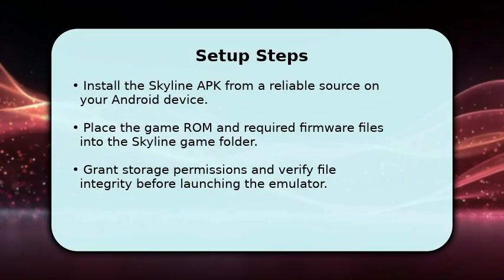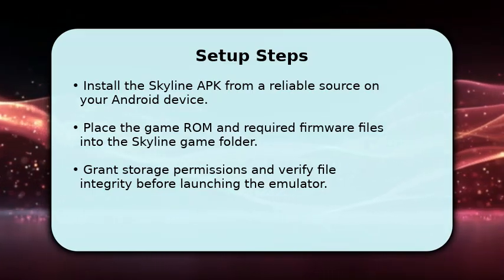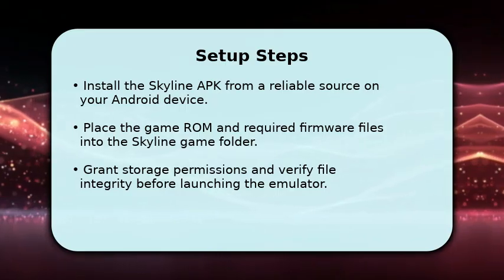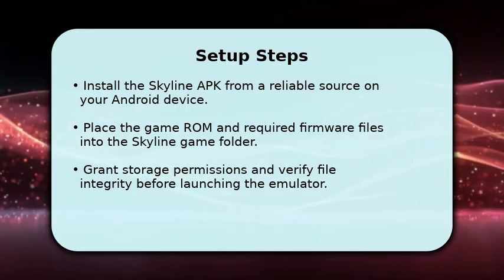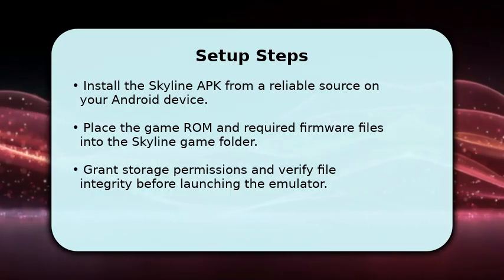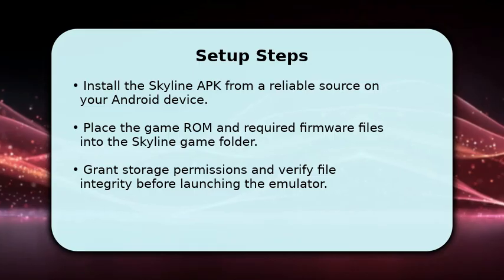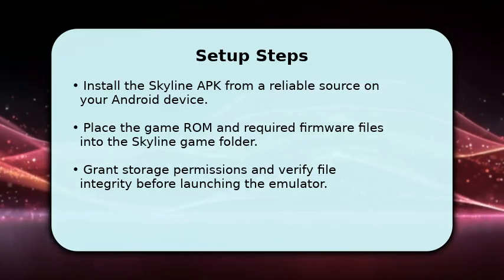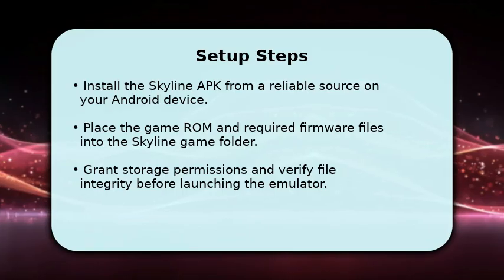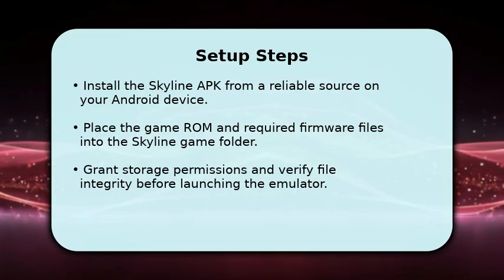Now prepare your device and ensure you have adequate storage and battery life before continuing. Open File Manager to move the game ROM and firmware into the Skyline directory, then confirm file names match expected formats. Install the Skyline APK, grant storage and overlay permissions, and restart the device if needed. Open Skyline, locate the game, and attempt to boot while monitoring for missing file errors or permission prompts.